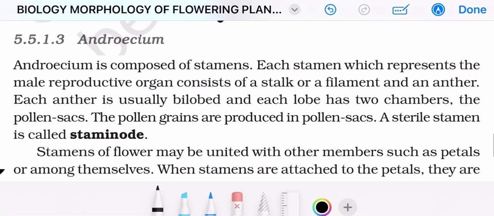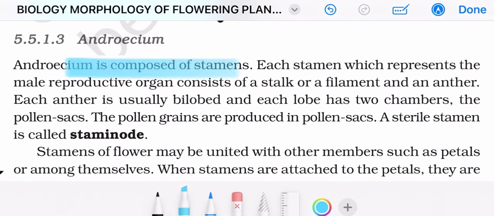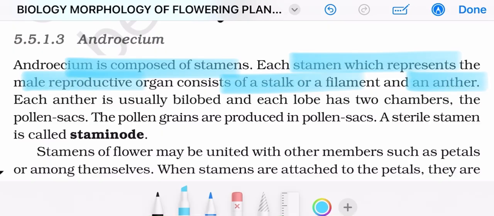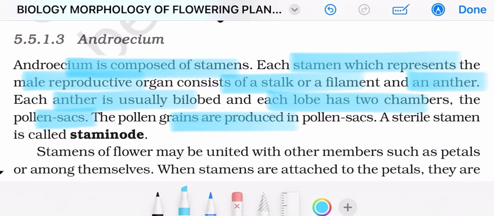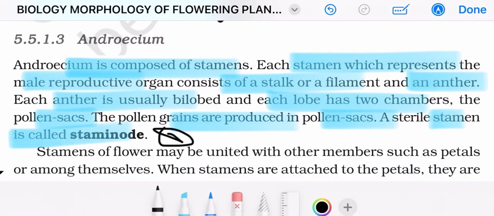Very important. Androecium. Androecium is composed of stamens. Each stamen, which represents the male reproductive organ, consists of a stalk, the filament, and an anther. Each anther is usually bilobed, tetrasporangiate, dithecous. Each lobe has 2 chambers, the pollen sacs. The pollen grains are produced in the pollen sacs. A sterile stamen is called a staminode.